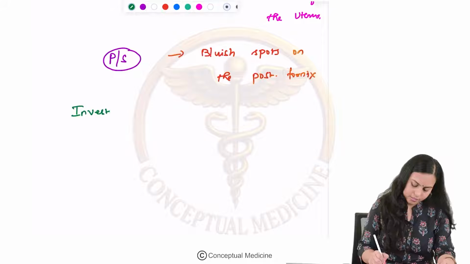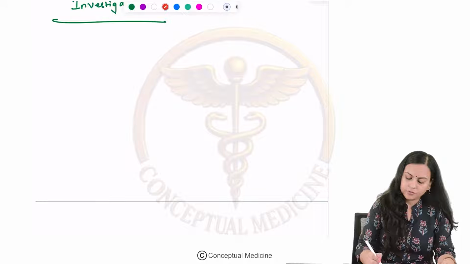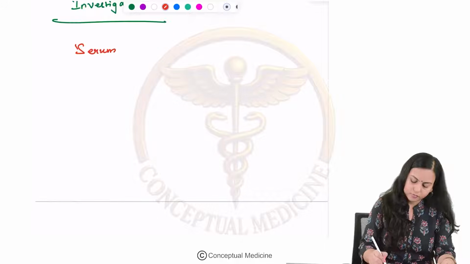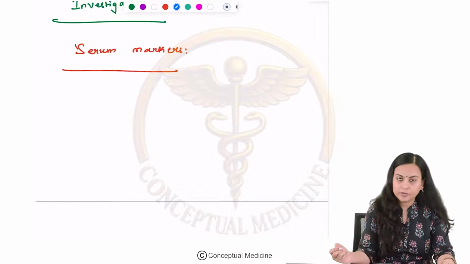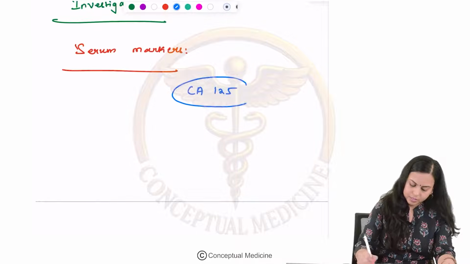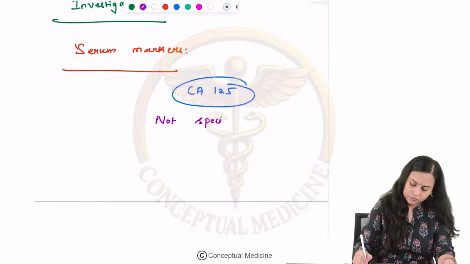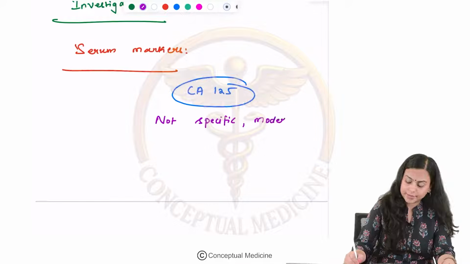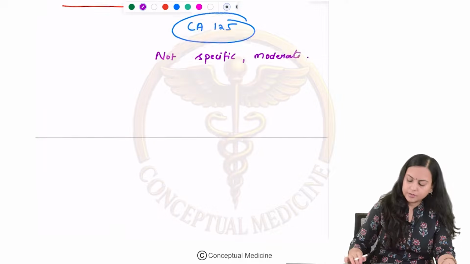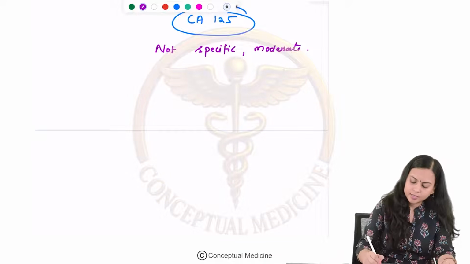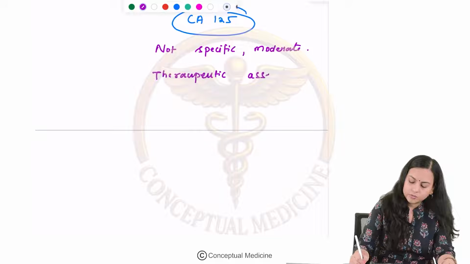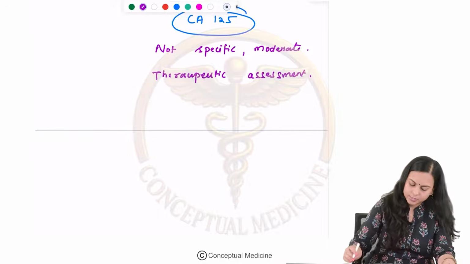Right. Now let's discuss the investigations. So for investigations, we can do serum markers, and the most important serum marker associated with endometriosis is CA125. But remember, CA125 is not specific for endometriosis and there will be only a moderate elevation. However, this can be helpful in assessing how the endometriosis is going to respond to your treatment. So, for therapeutic assessment, we can use this marker.